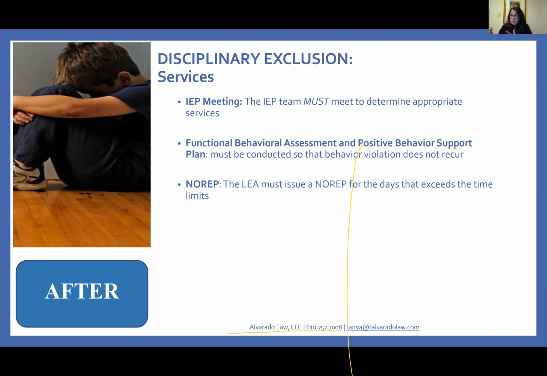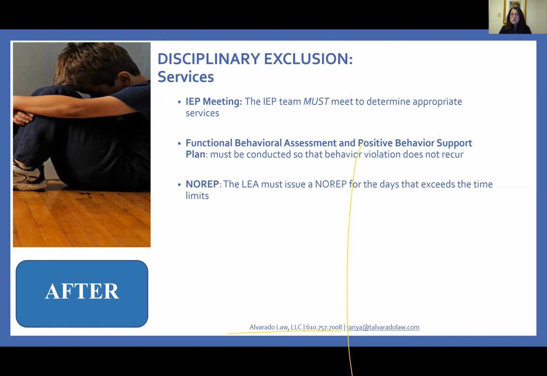After this time frame is exceeded, the school district has to have an IEP meeting. They must meet with you to determine whether the program and the services they're providing are appropriate. They must consider whether another functional behavioral assessment is necessary, because if your child has already had one, it's not working. The behavior plan isn't working. Something is not addressing your child's needs.